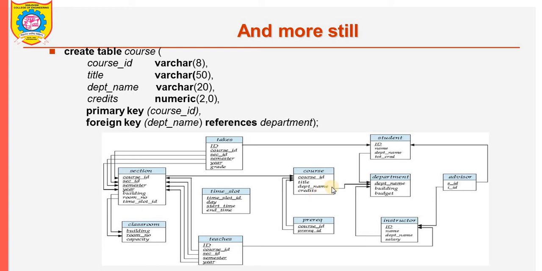Let us understand that department name is a primary key of the department, which acts as a foreign key in the course. The primary key is course id, denoted by the underline, and the foreign key department name references the department. So the course and department integrity constraint is maintained in case of insert, delete and update operations by this foreign key.